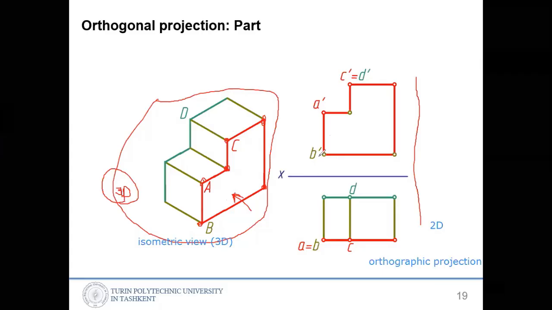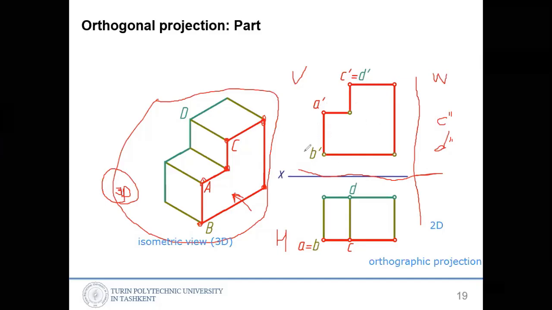So the projection should be in small characters. Everything in the V plane should be with one dash. Okay, everything in the plane H should be without any dash. That's why A, B, D, you see small characters and there are no dashes. And in plane W, it should be C with two dashes or D with two dashes, everything with two dashes.